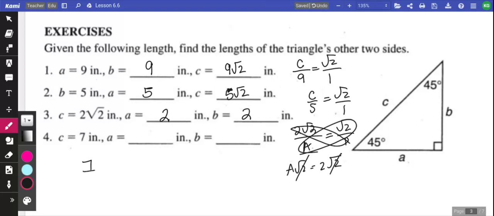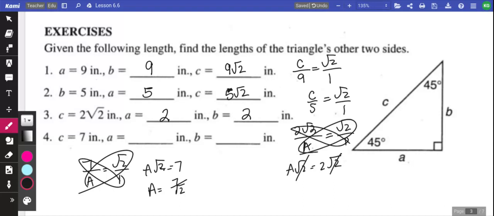On the last one, we set up 7 over the leg equals the square root of 2 over 1. So this would give me A square root of 2 equals 7. Divide each side by the square root of 2, and we'll leave it as 7 over the square root of 2. So that means that B is also 7 over the square root of 2.